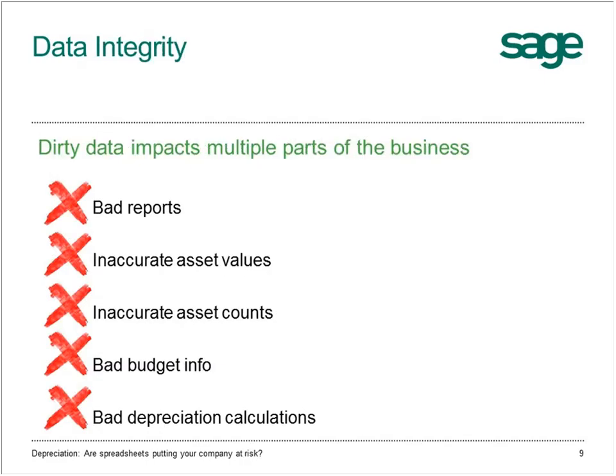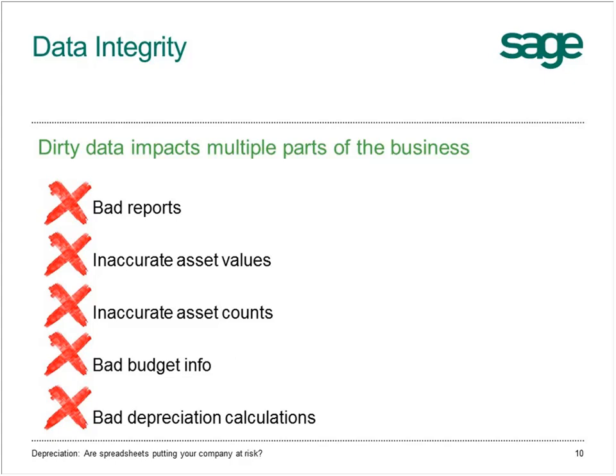And bad data or data integrity leads to the following list of issues that can happen when you're utilizing a spreadsheet. Obviously, bad reports. Bad reports meaning that as you're forecasting or budgeting for future years, the reports and information that you have are inaccurate. Inaccurate asset values. So if you have inaccurate asset values, you could be paying insurance, you could be paying taxes incorrectly based on the asset values you have in your system.